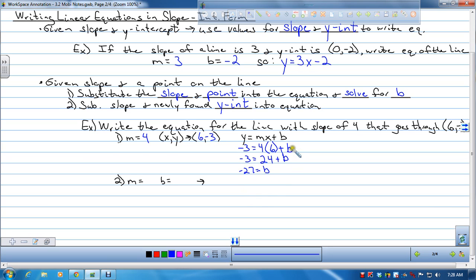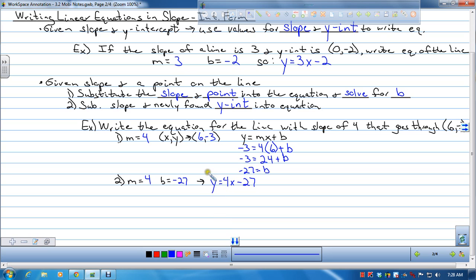And that's the only thing we didn't know in order to be able to write the equation of this line. So m equals 4. It was given to us. b equals -27. Therefore now I can write the slope-intercept form of this line, which is y equals, we need the slope, and we need the y-intercept, which is -27, and that's the equation of this line.